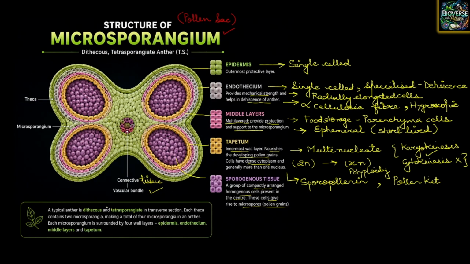A typical anther is thus dithecous and tetrasporangiate in the transverse section. Each theca, now theca refers to sac, so here we are talking about the microsporangium or the pollen sac, consists of two microsporangia per lobe, and thus in all we have a total of four microsporangia in the anther. Each microsporangium is surrounded by four layers of walls called the epidermis, endothecium, middle layer and tapetum.